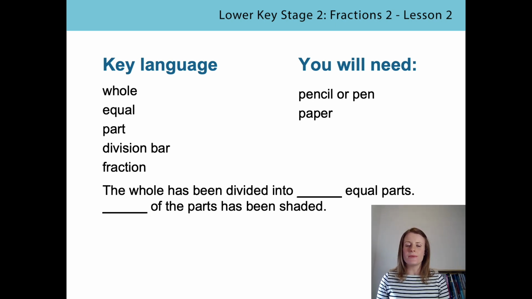Here are the two STEM sentences we're going to be using today. I'll read them to you. The whole has been divided into equal parts. Of the parts has been shaded. We're going to use these quite a lot with different shapes today.